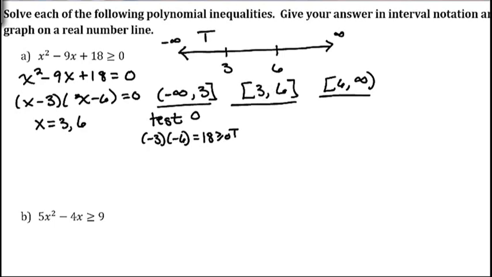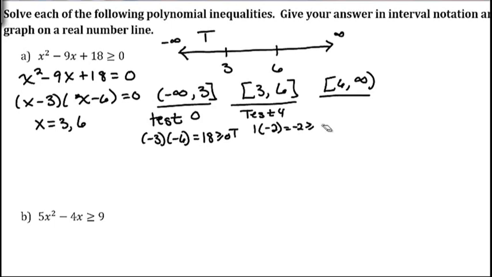And then from 3 to 6, we have to pick something that's directly inside of this interval, so you could test either 4 or 5. So I'm going to test 4. When I plug 4 into this factored form, 4 minus 3 is 1, and 4 minus 6 is negative 2, and so I get negative 2, and is that greater than or equal to 0? And the answer to that is that it's not, it's false.